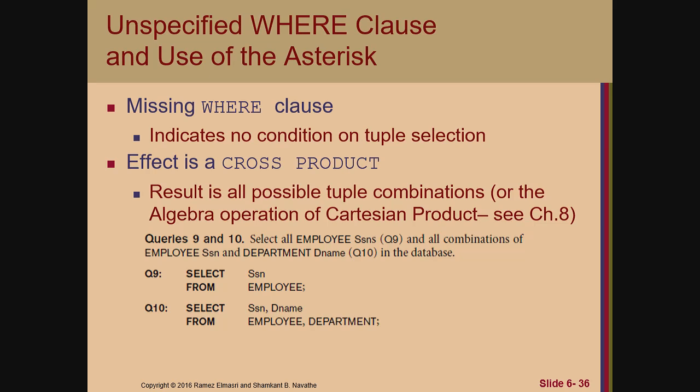Unspecified where clause and use of asterisk. A missing where clause indicates no condition on tuple selection. The effect is a cross product. The effect is the cross product result of all possible tuple combinations. Okay. Let's try.